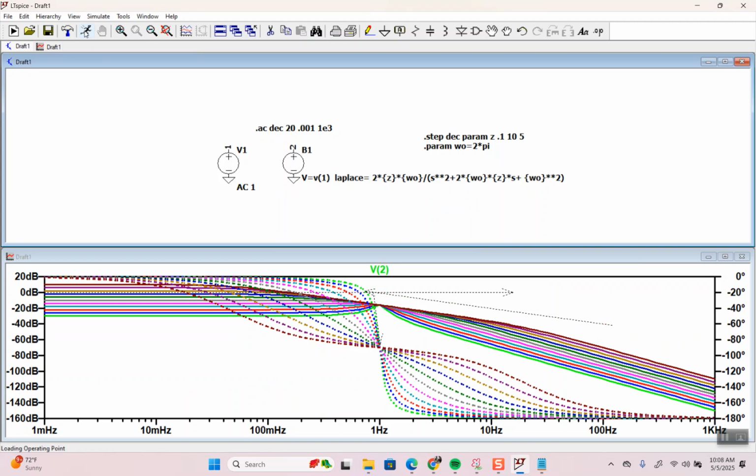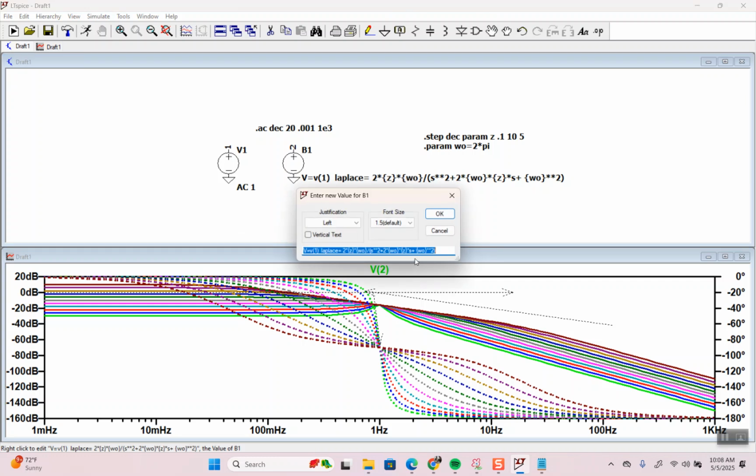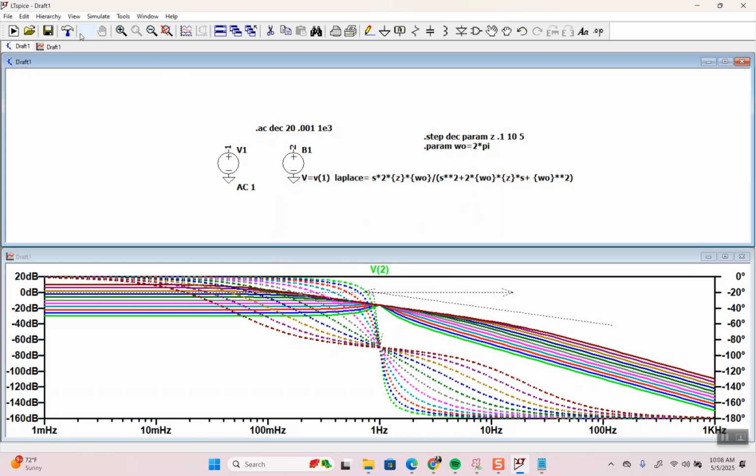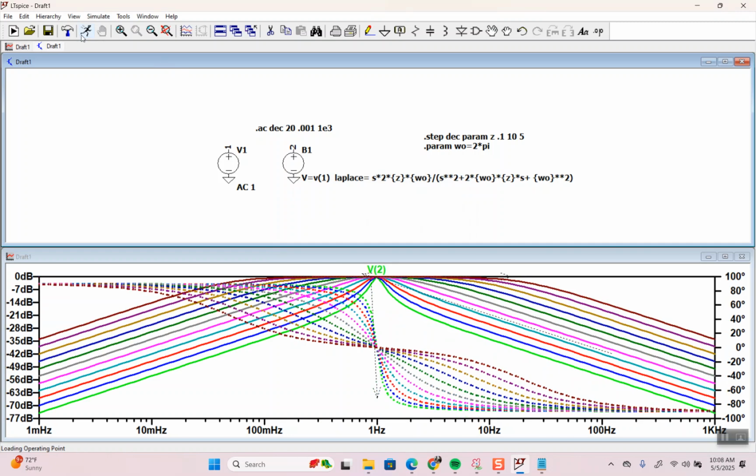Ah, I forgot the S. Because that's a low pass. The gain is lower because it's not omega naught squared, it's just some constant. But now we have bandpass. Okay.